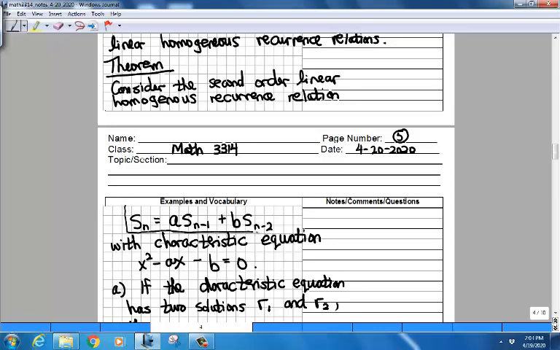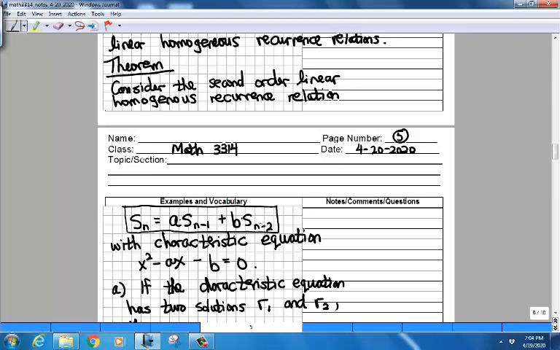A second order linear homogeneous recurrence relation is going to look like this. They all will have this form. You'll have S sub n equal to something times S sub n minus 1. This coefficient, a, can vary, and then plus something times S sub n minus 2. This coefficient b can also vary. But you're not going to have any other term here other than S sub n minus 1 and S sub n minus 2. You're not going to have any other terms added on. Otherwise, you would not get a homogeneous recurrence relation. So all second order linear homogeneous recurrence relations have this format.